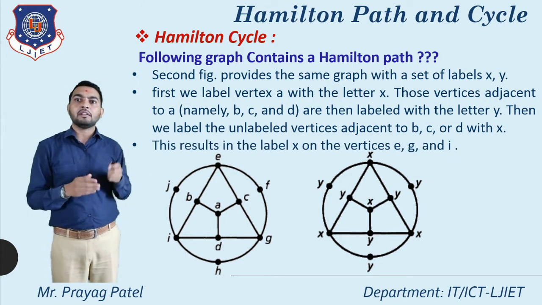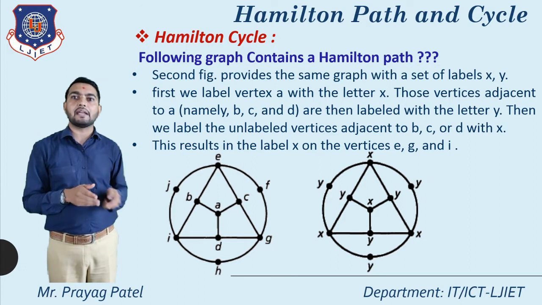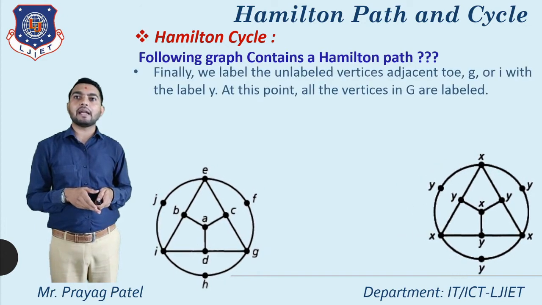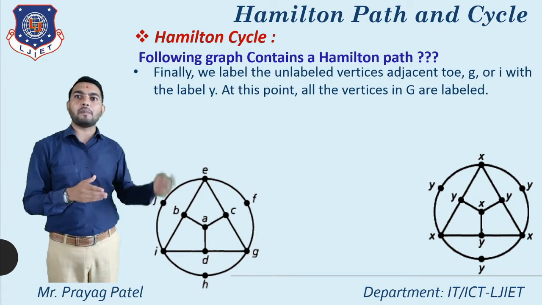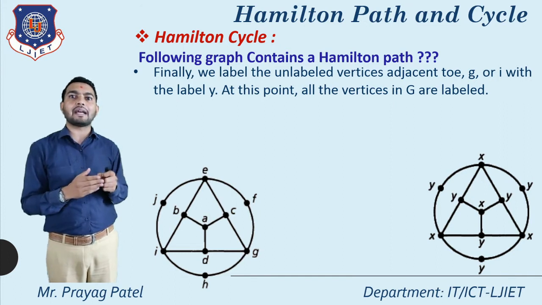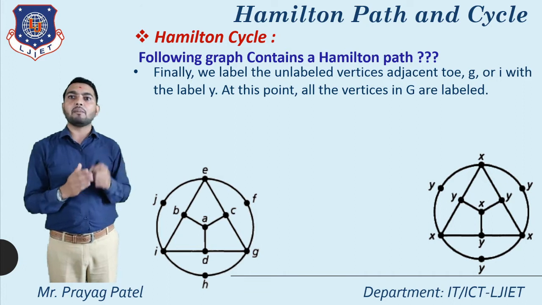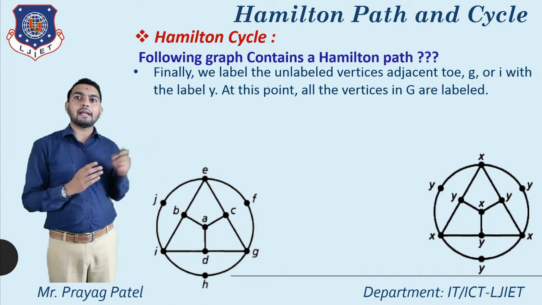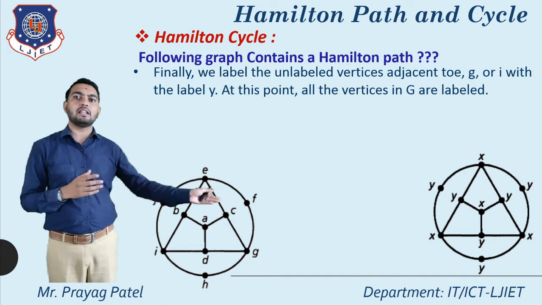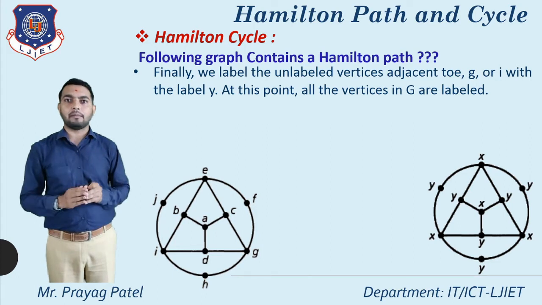Now after that, this results in the label x on the vertices E, G and I. So x is placed in place of E, G and I. After that we repeat this process. Finally we label the unlabeled vertices adjacent to E, G or I with the label y. This means at this point all the vertices in G are labeled. So here in the second figure all the nodes are named x or y.